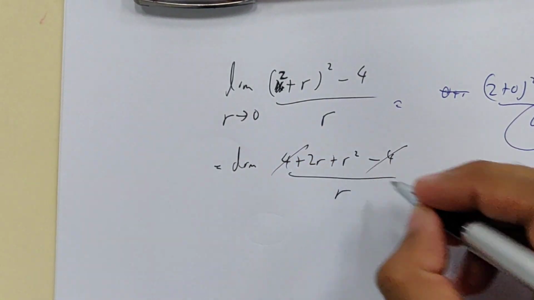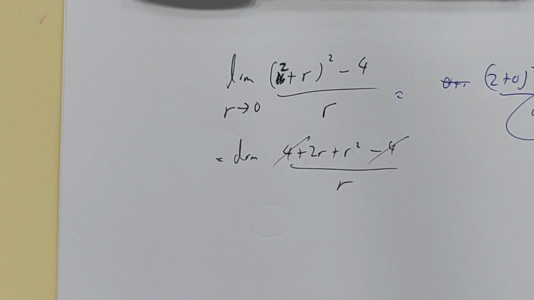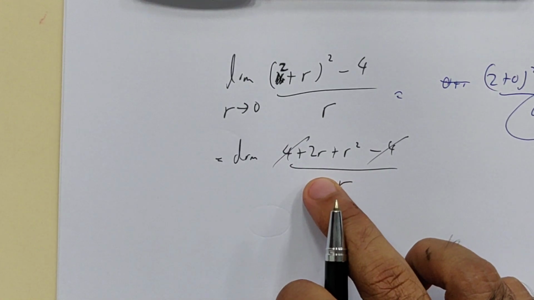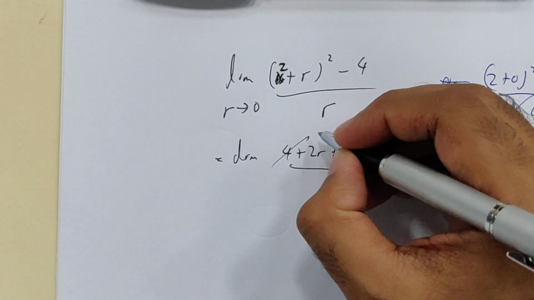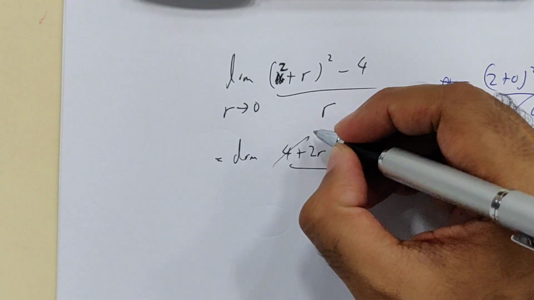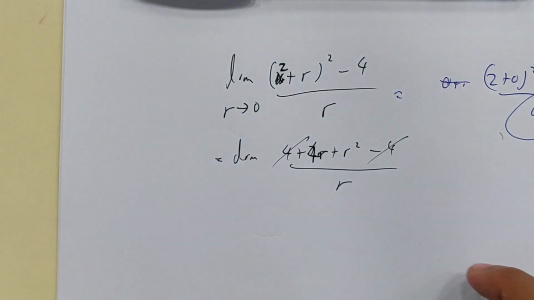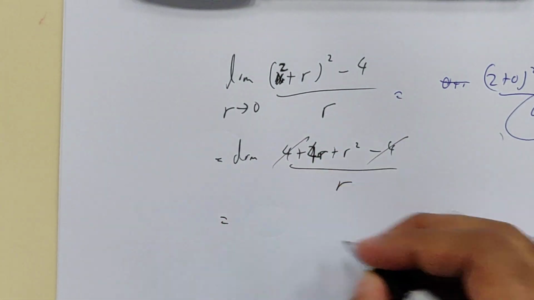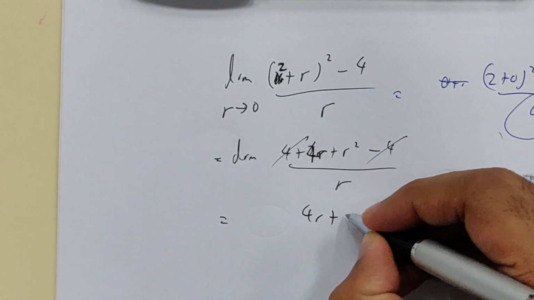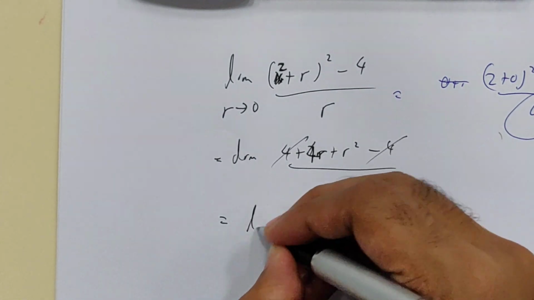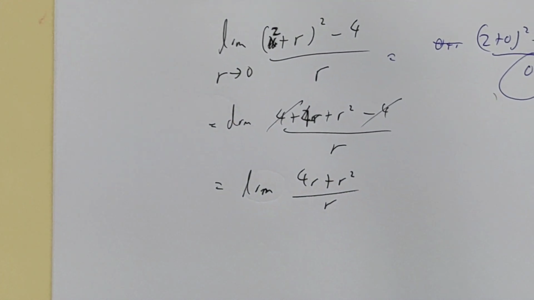And I can see that as 4 plus 4r, yeah. Damn, my note is wrong. So you got yourself 4r plus r squared, over r, the limit. What can I do? Can I conjugate? No, I can't. What should I do?